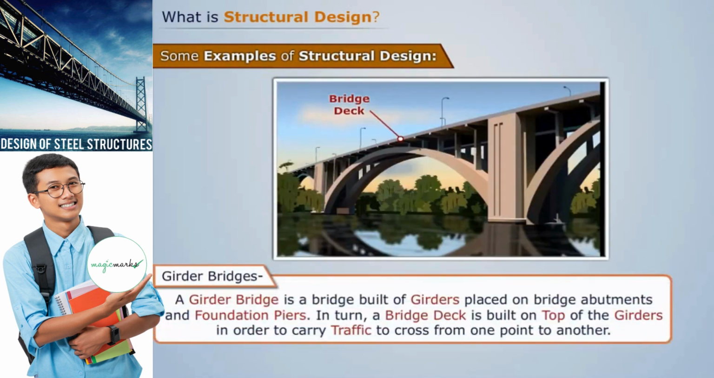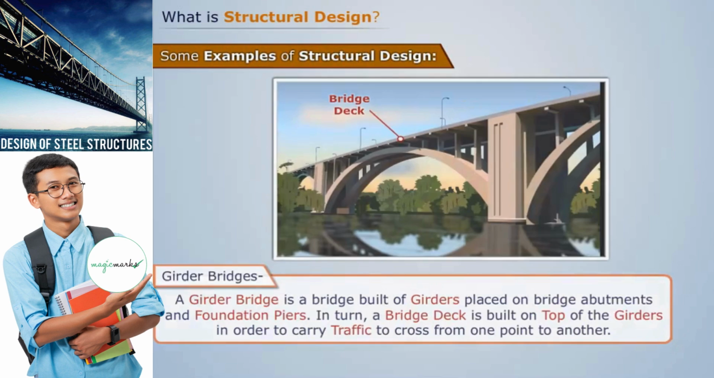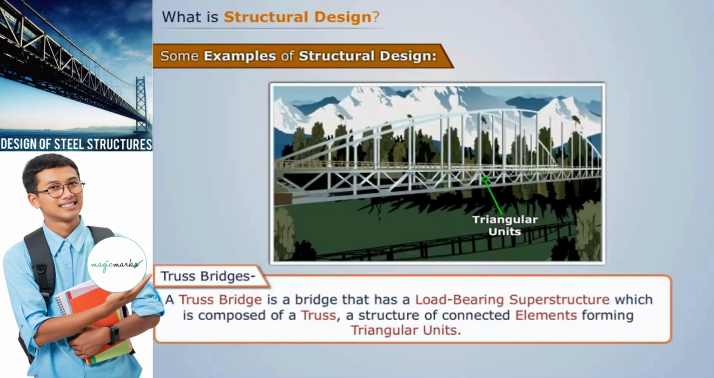Girder bridges. A girder bridge is a bridge built of girders placed on bridge abutments and foundation piers. In turn, a bridge deck is built on top of the girders in order to carry traffic to cross from one point to another. Truss bridges. A truss bridge is a bridge that has a load-bearing superstructure which is composed of a truss, a structure of connected elements forming triangular units.